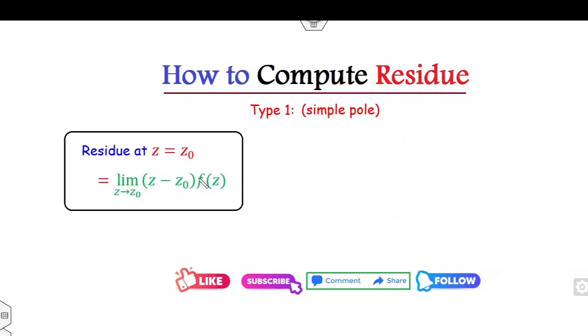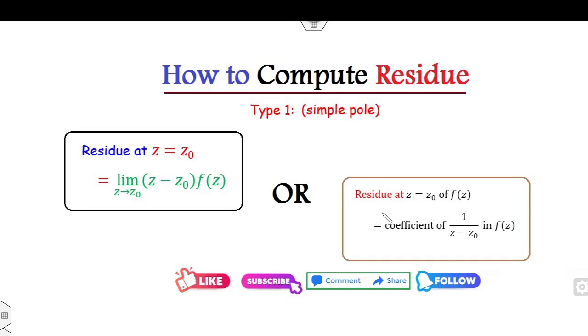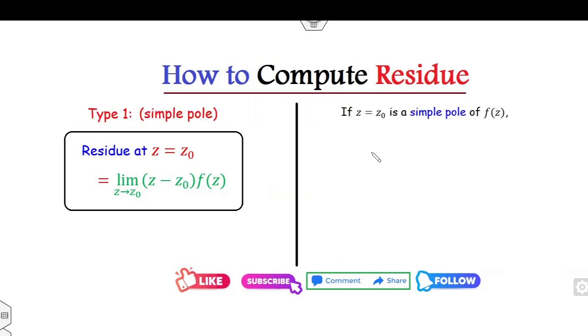First of all, note down this formula in your copy, and then I will explain the proof and then numerical examples. The residue at the point z equal to z naught is defined as the limit as z approaches z naught of (z minus z naught) times f(z). The proof is very simple, or otherwise you can also use it as the coefficient of 1 over z minus z naught. How can you prove that?